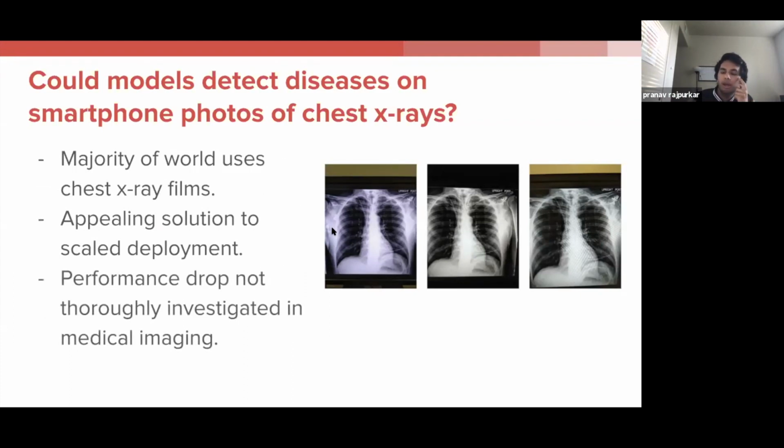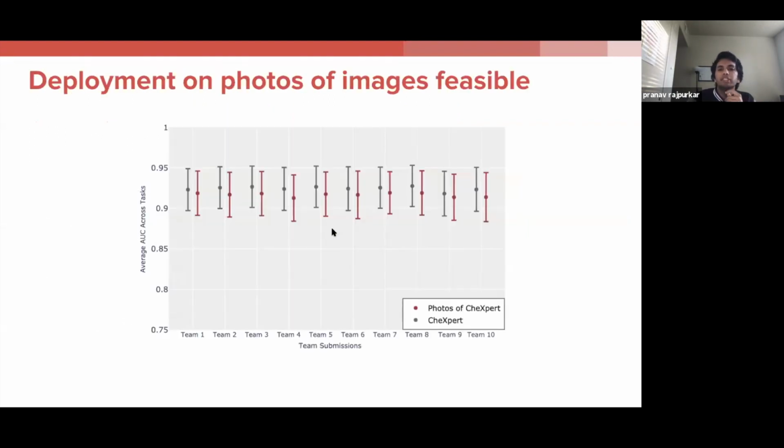But one thing we don't know is whether models actually work when you take photos. And so we did an investigation where we looked at a lot of models and we asked the question, okay, if I apply them to photos of these chest x-rays rather than to chest x-rays themselves, do they have a significant drop in performance? And the results look encouraging. These are still preliminary results, but they show that there's somewhat of a drop in performance. The blue is the original performance and the red is the photos performance. You can see this tiny drop.